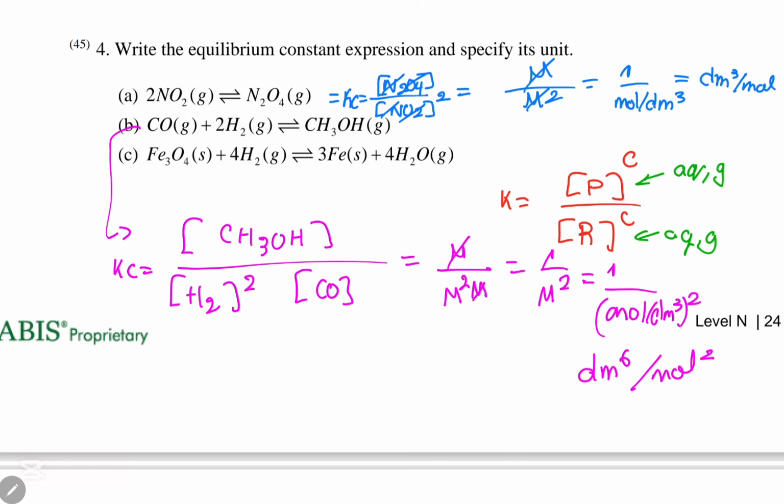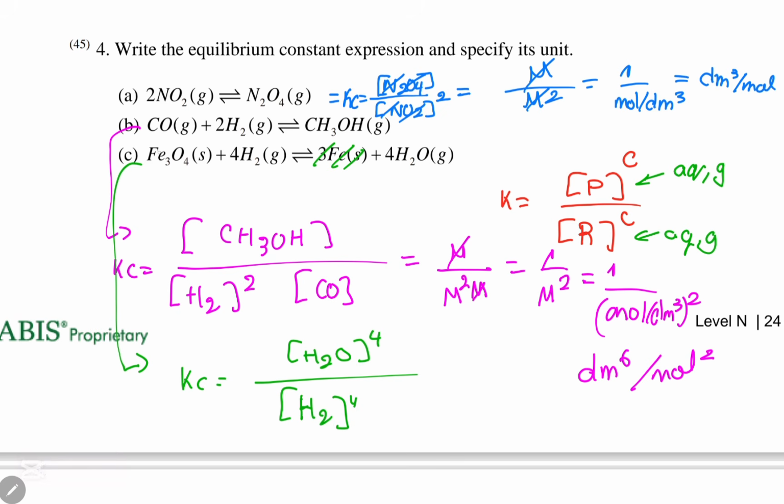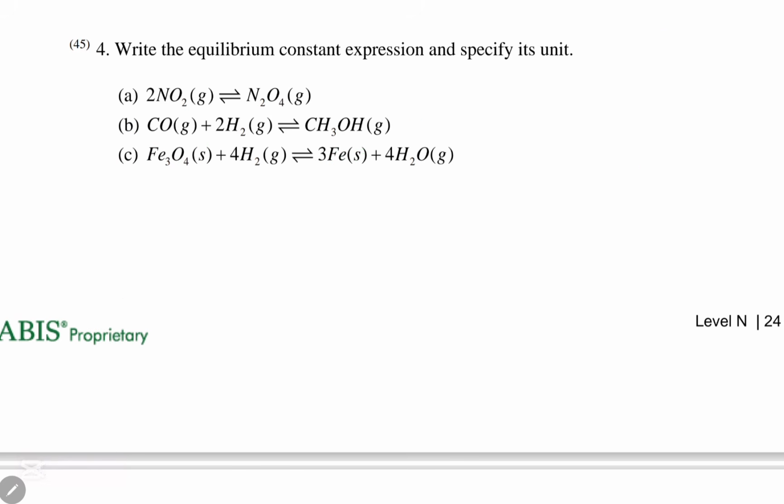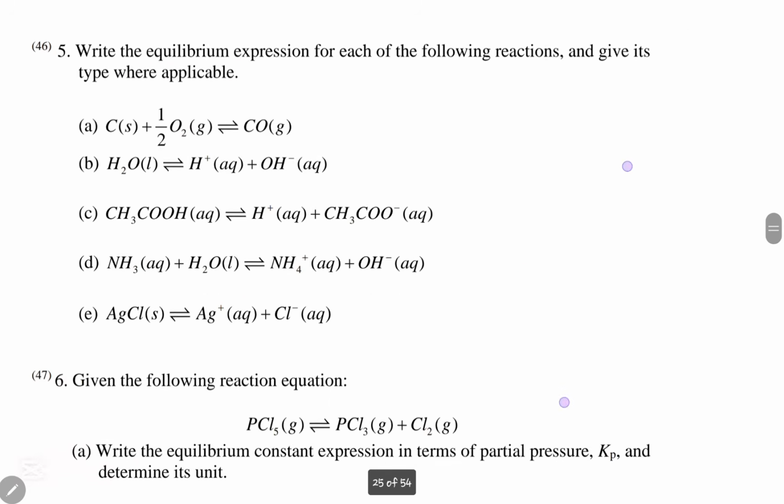Now we'll move on to part C. What does it say in part C? Very simply, Kc is equal to the concentration of H2O to the power of 4. Now here you don't put it because it's a solid, divided by the concentration of H2 to the power of 4, and here you don't put it because it's a solid. So anyways, you have m to the power of 4 divided by m to the power of 4. They cancel, so you have no unit. It's unitless. So that's it for question number 4. We'll move on to question number 5.